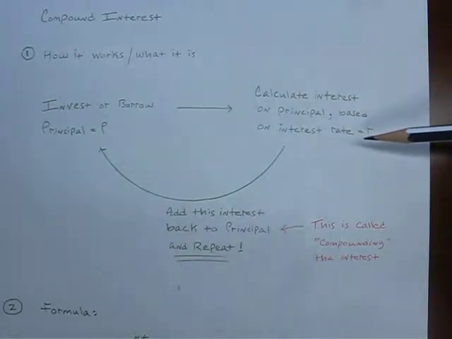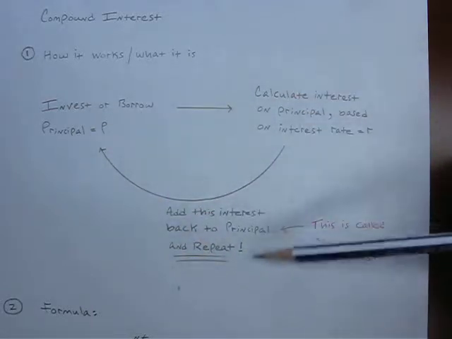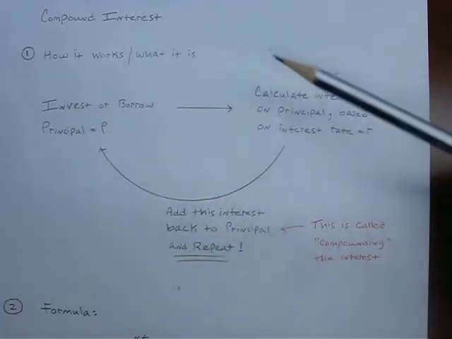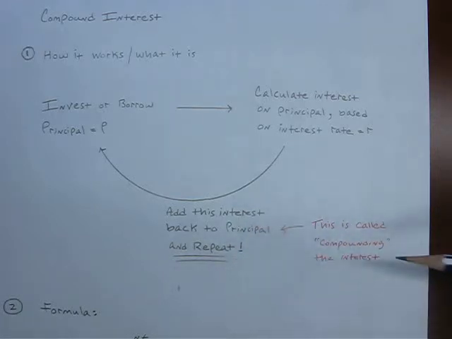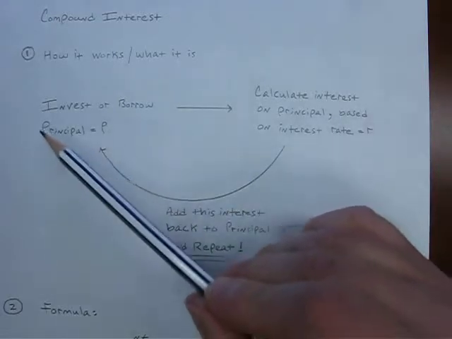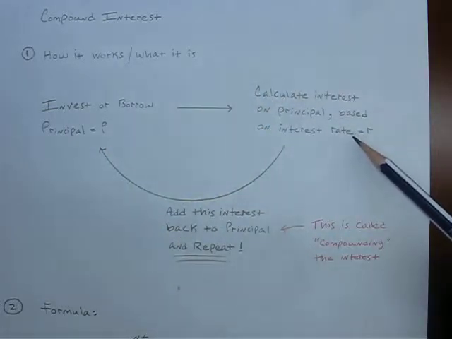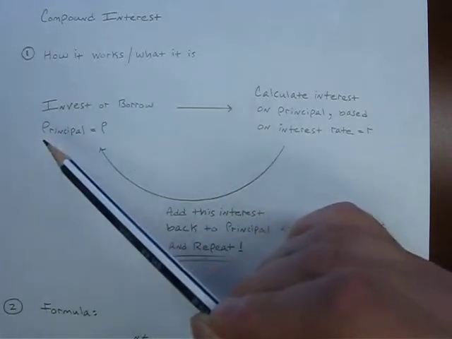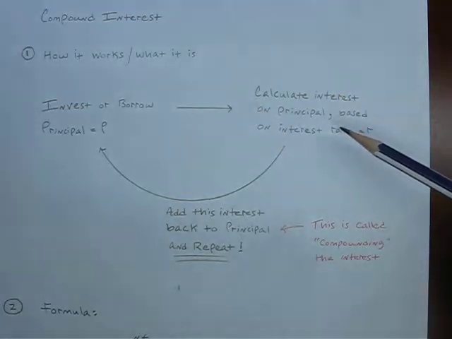And here's what makes it compound interest. We add that interest back to the principal, and then we repeat over and over. This aspect of adding the interest back to the principal is called compounding the interest. So you might think of it like this. I start with some initial amount of money, P. I calculate the interest from that amount. I add it back. Now this amount is bigger, so when I calculate the interest the next time, it's bigger. And I add it back.